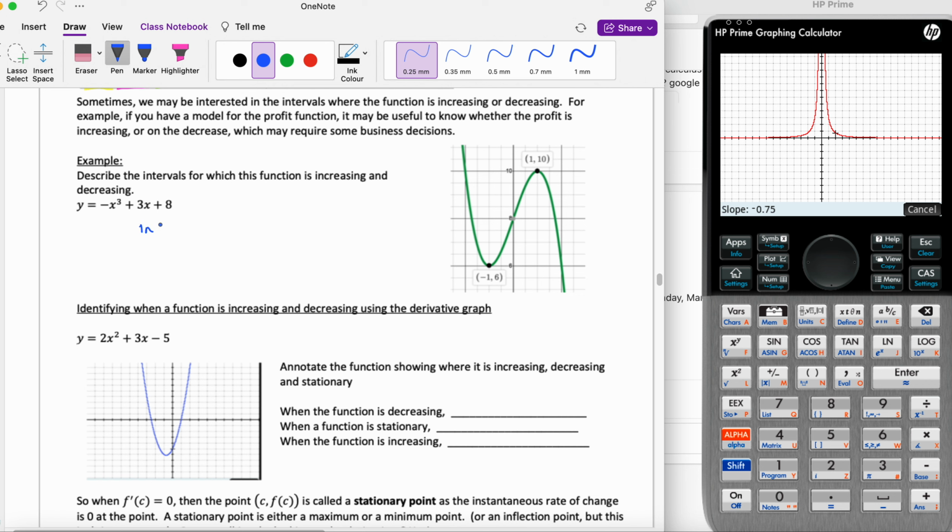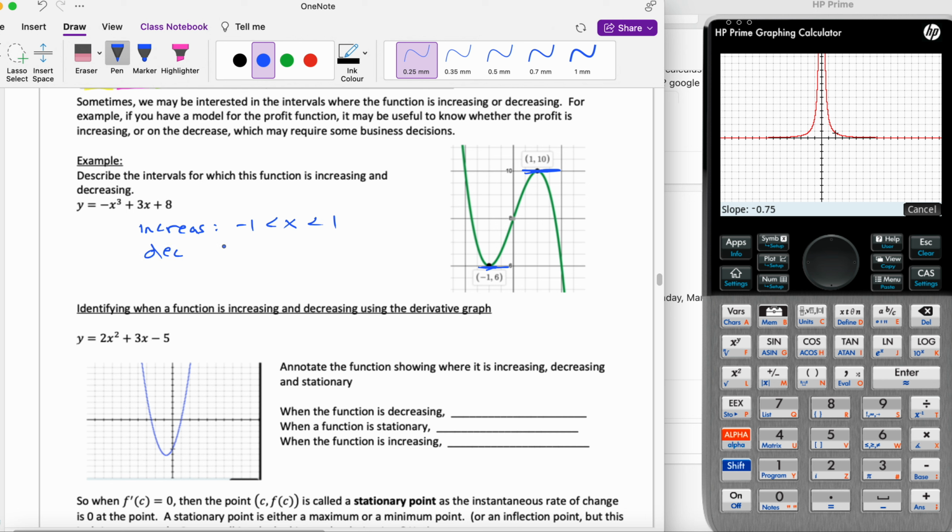Okay, so here you can see that it is increasing from here to here, okay? So what we would say is when x is greater than -1 and less than 1, it's increasing. The reason that I'm not actually including the equal sign is because here at the actual -1 and 1, it's not increasing or decreasing, it's actually stationary, okay?